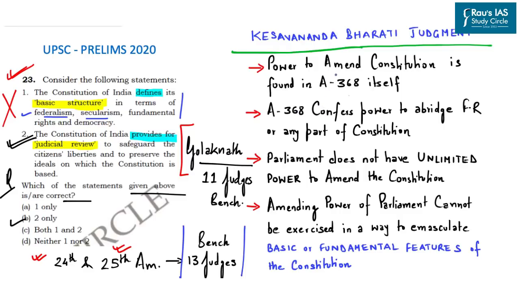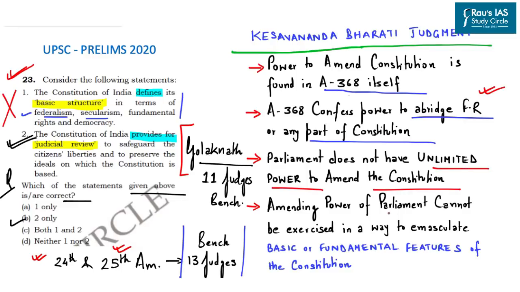It highlighted that the power to amend the Constitution is found in Article 368 itself, and Article 368 confers power to abridge fundamental rights or any part of the Constitution. Hence, the Kesavananda Bharati judgment clearly stated that through Article 368, even fundamental rights can be amended. However, the judgment held that the Parliament does not have unlimited power to amend the Constitution, and the amending power of the Parliament cannot be exercised in a way to emasculate the basic or fundamental features of the Constitution.